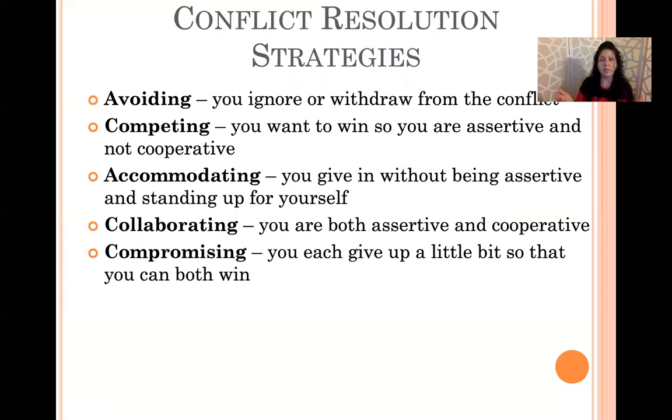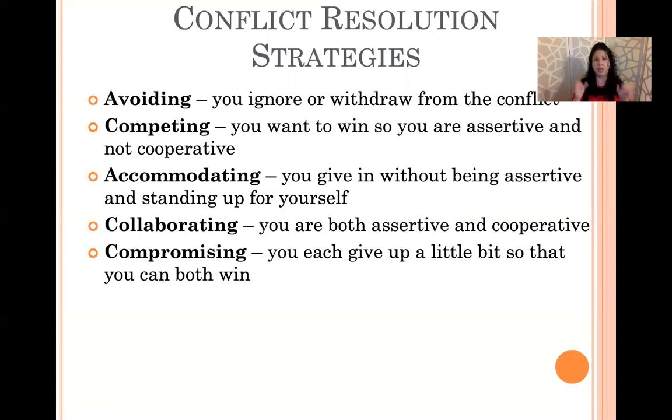Accommodating. So you give in without being assertive and standing up for yourself. I don't really want you to accommodate, because all of us should have a voice. All of us should be equal in whatever type of relationship it is. Collaborating. So you're both assertive. Assertive is a good word. Assertive means that you share your voice and you say how you feel. And you're cooperative.